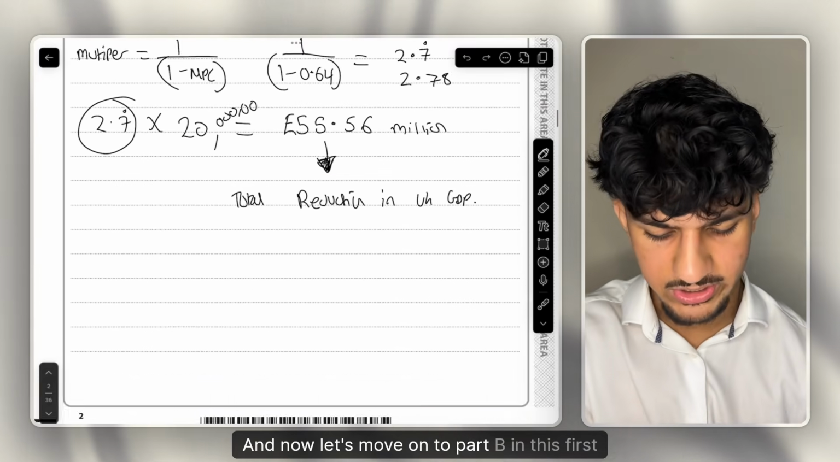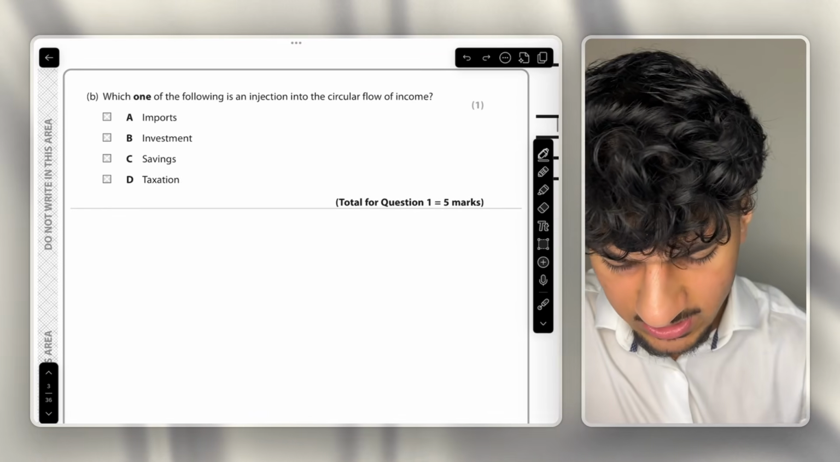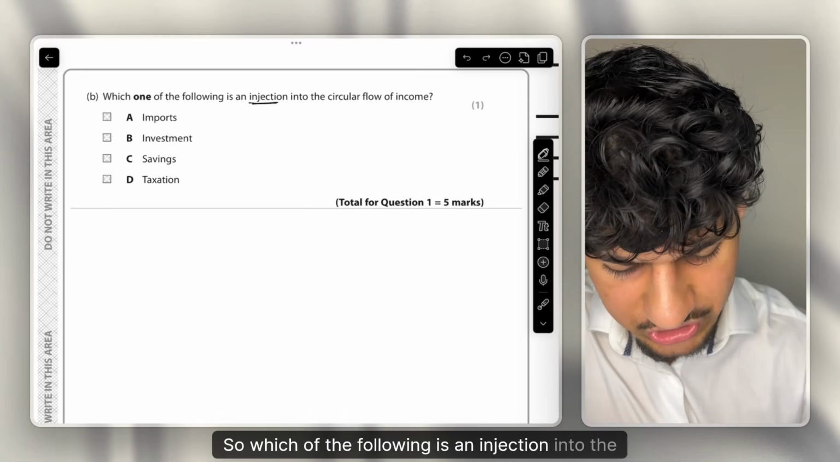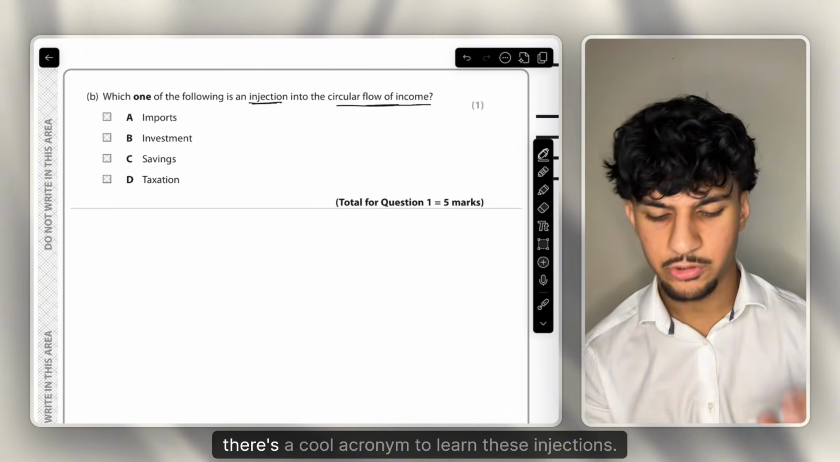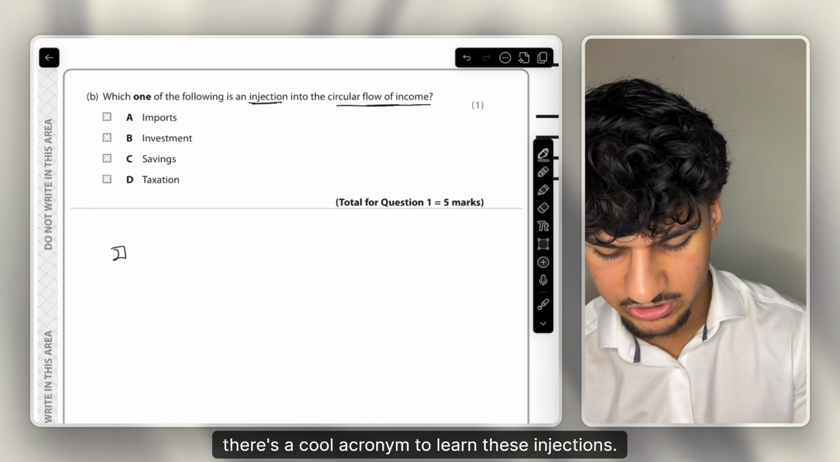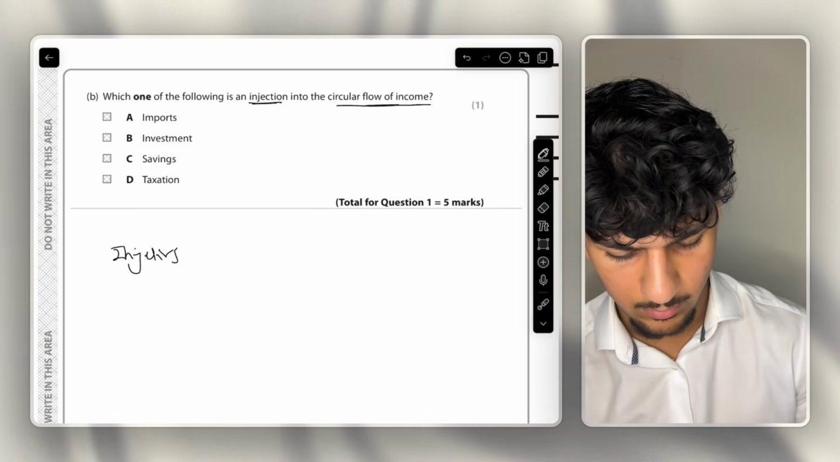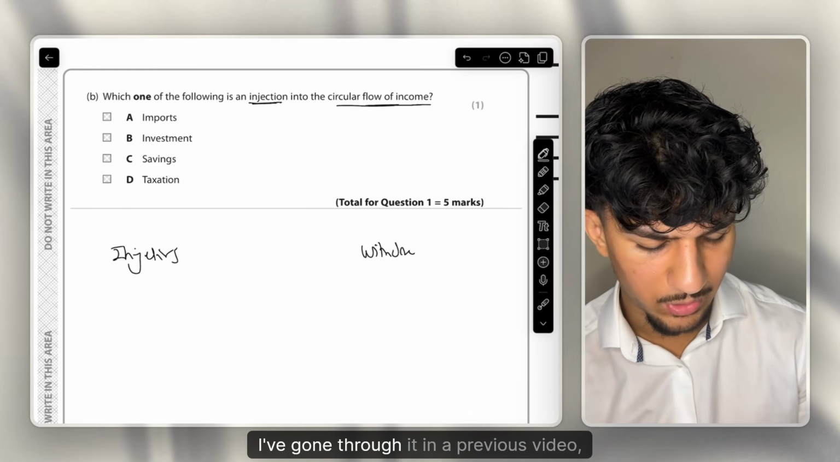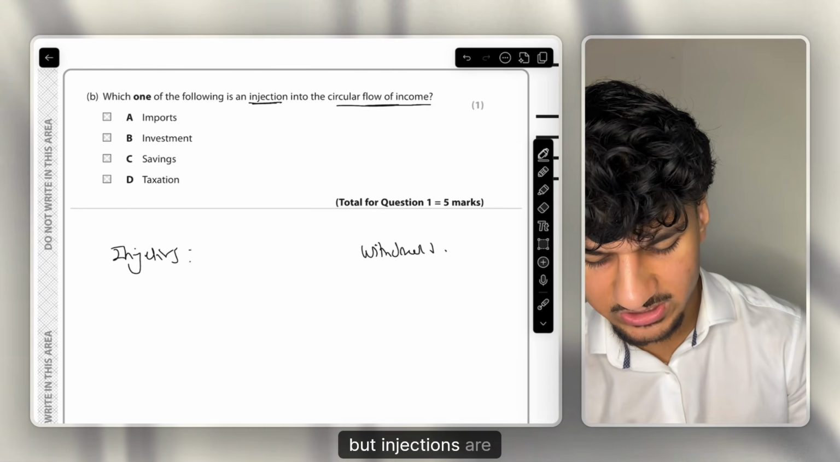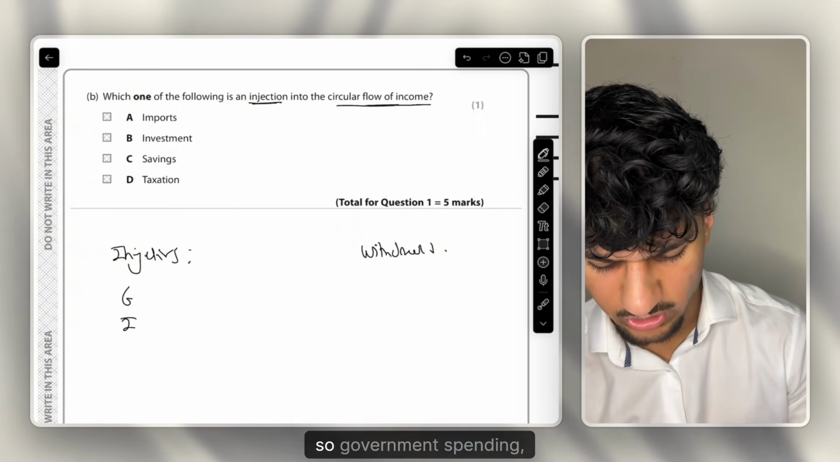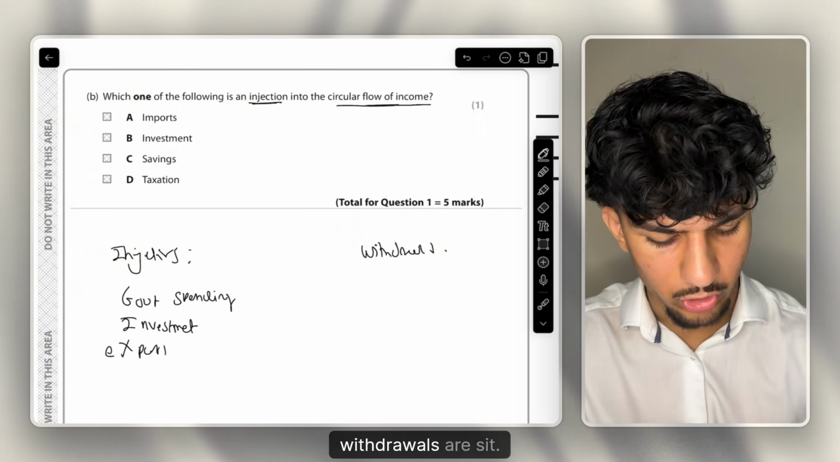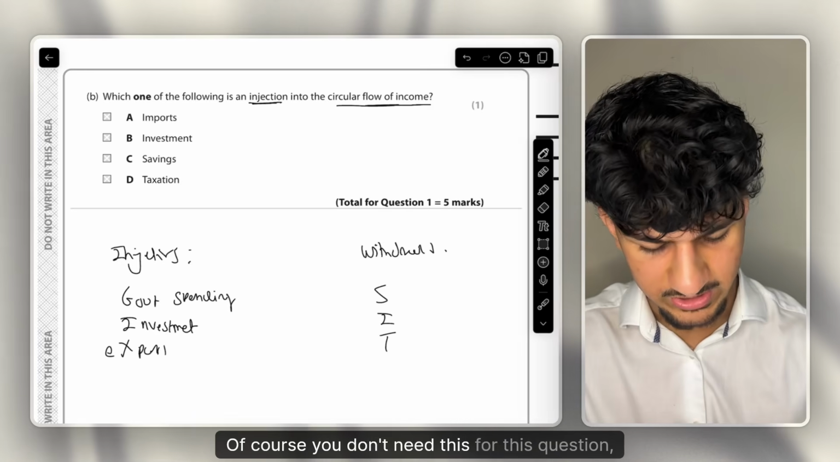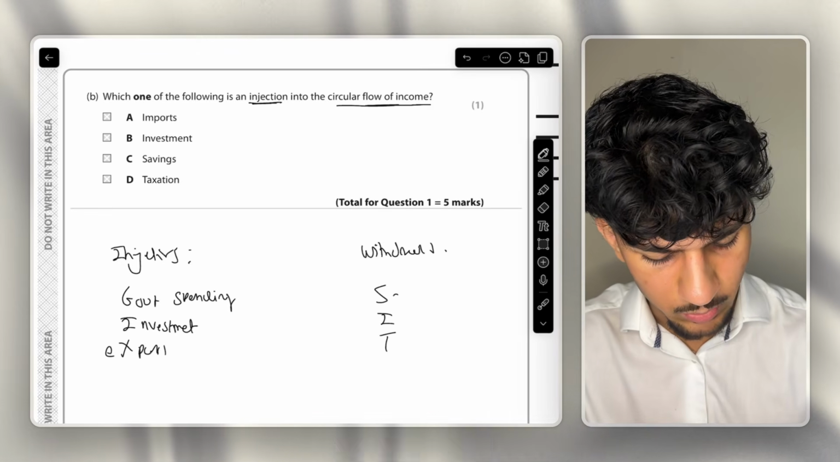And now let's move on to part B in this first question. Which of the following is an injection into the circular flow of income? And there's a cool acronym to learn these injections and withdrawals. I've gone through it in a previous video, but injections are GICs, so government spending, and then withdrawals are SIT. Of course, you don't need this for this question, but just for a bit of revision, which are savings.